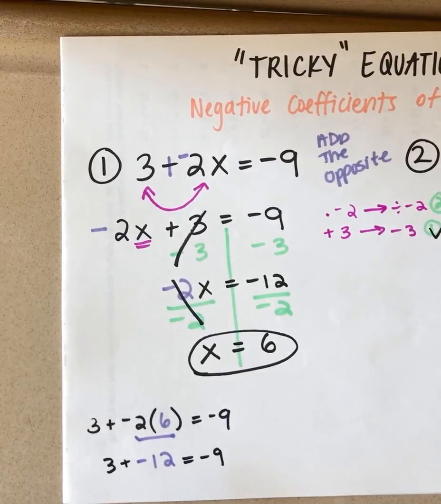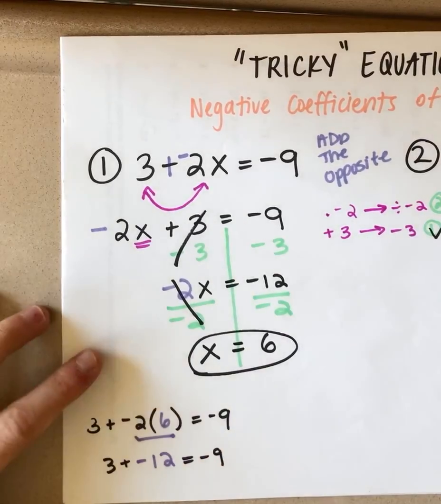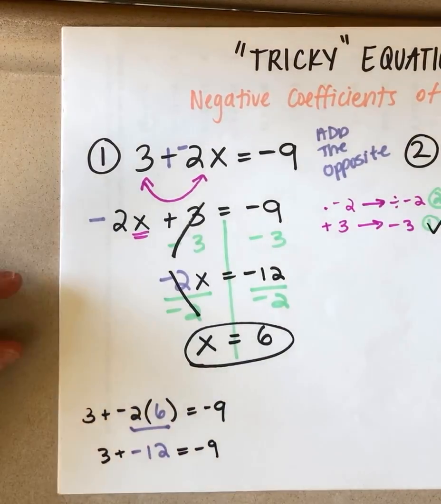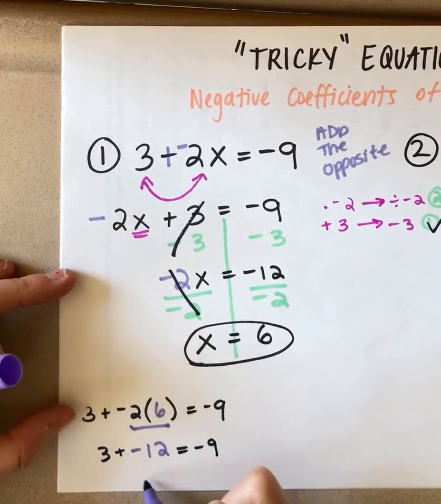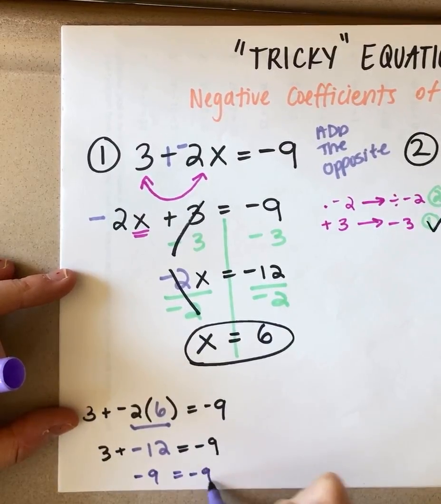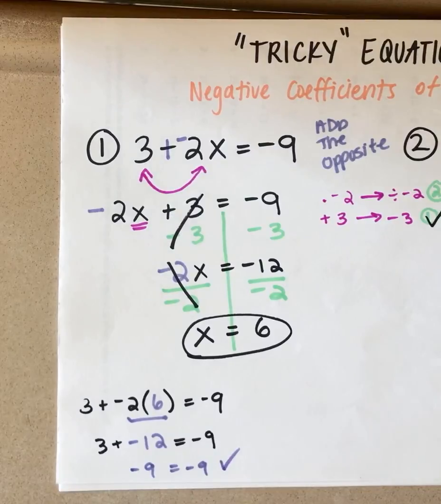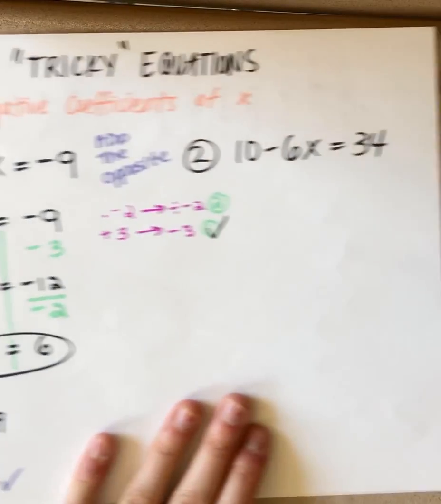I'll stop and think through that. Well, 3 and negative 12 are having a battle. So I need to subtract their values. 12 minus 3 is 9, but the negatives win. So I got it right. That does equal negative 9. It checks out. Let's look through one more example, number 2.